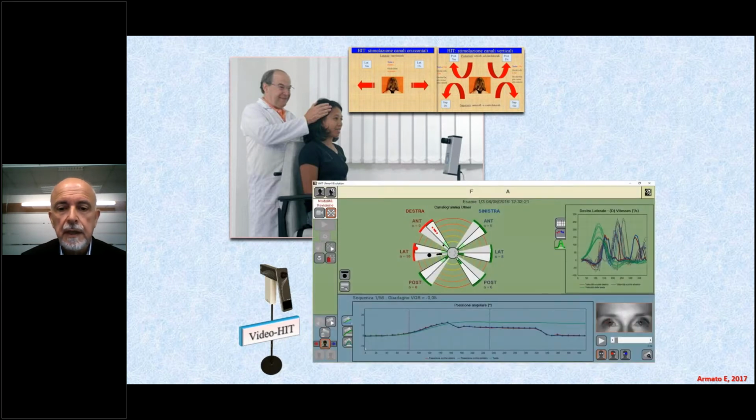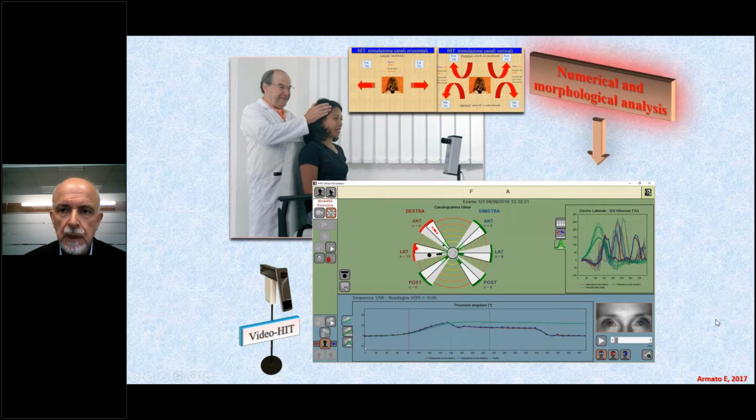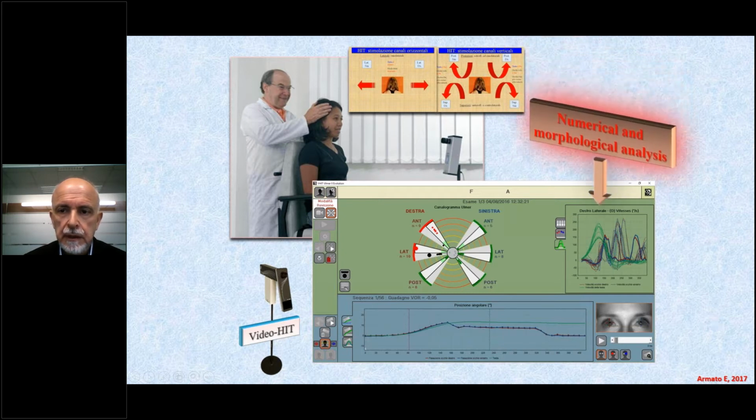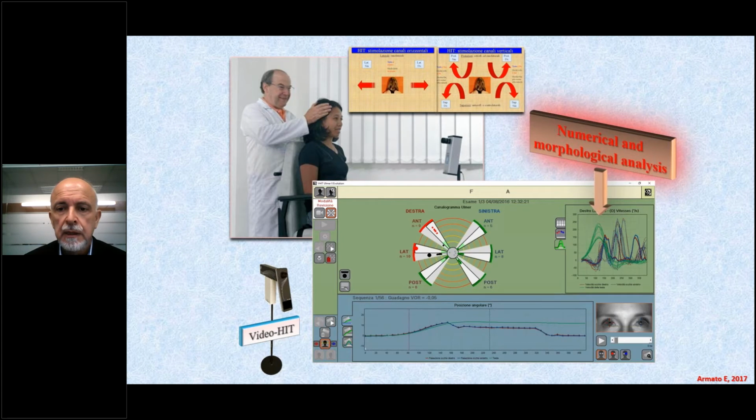This is the displaying of the result. We can see the canalogram. We can see a plot of the velocity of head and eye and time in seconds, and here a graph of the line of gaze, and the time is a numerical and morphological analysis.